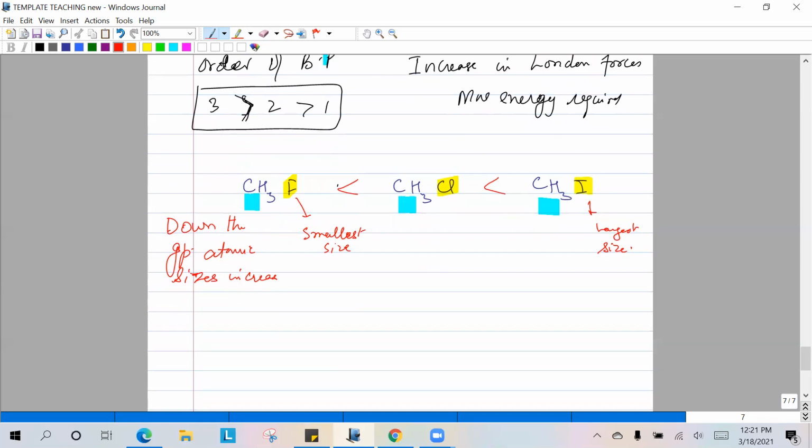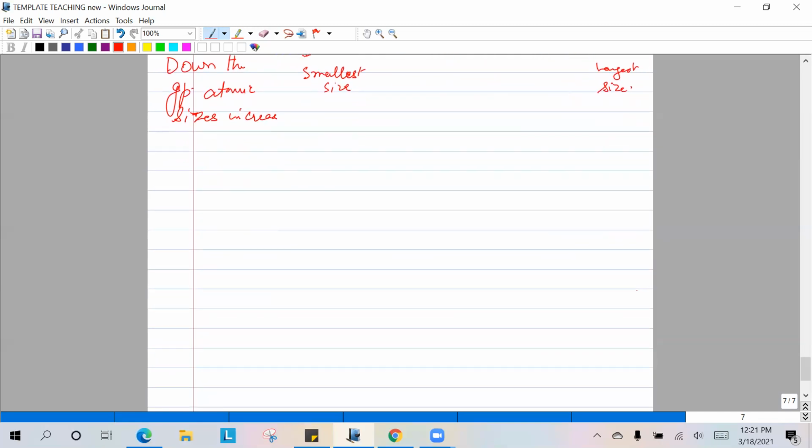So we have compared them on the basis of the difference in the size, the number of carbon atoms, and we have also compared them on the basis of the difference in the type of halogen. Both ways we can understand the difference in the boiling points.